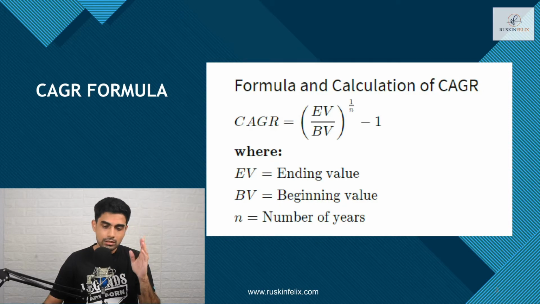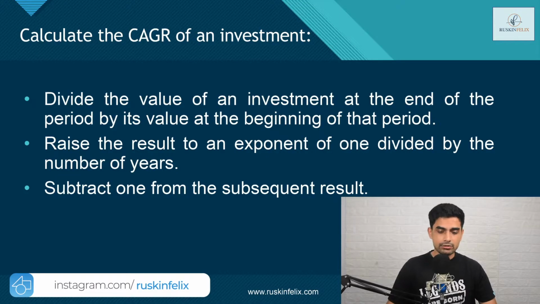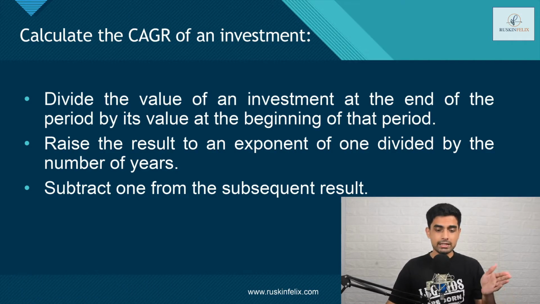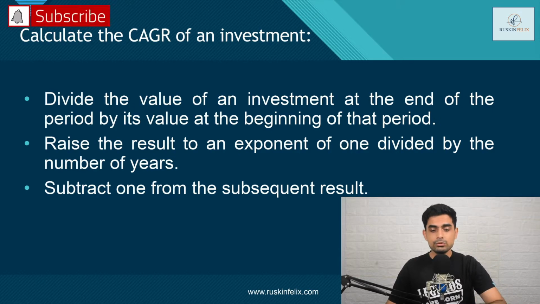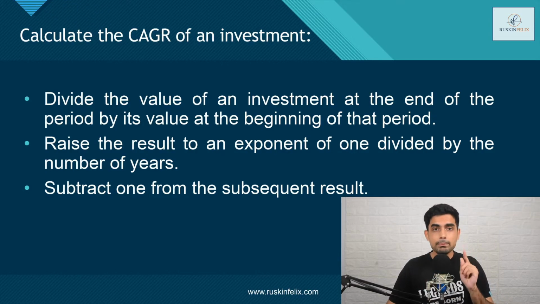So essentially it is the ending value by the beginning value to the power 1 by n, minus 1. Now, for calculating the CAGR of an investment, first you divide the value of an investment at the end of the period by its value at the beginning of the period. So ending value by beginning value will give you a ratio. Now this ratio, raise this result to the exponent of 1 divided by number of years. Now remember, this is number of years, but this is actually number of periods.